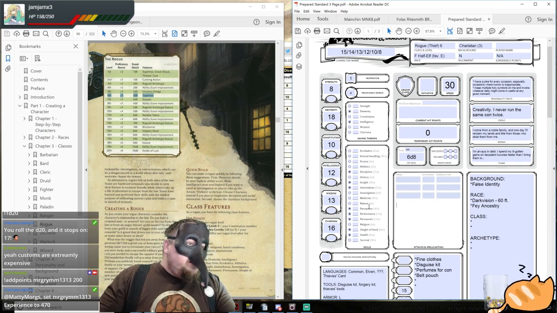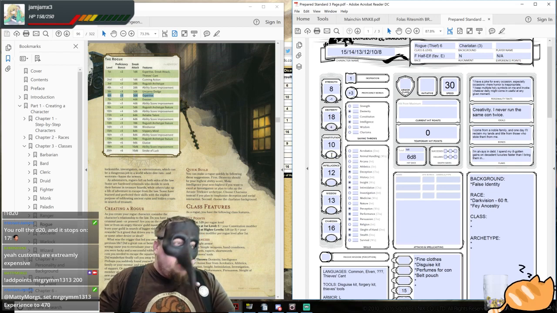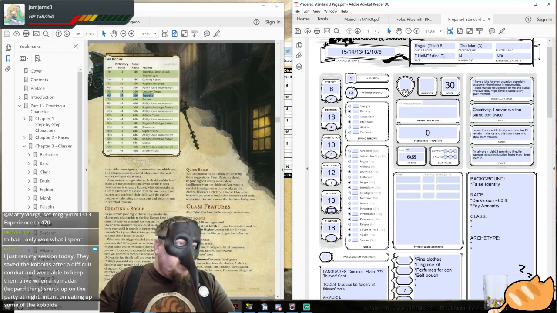All right. 1, 2, 3, 4, 5, 6, 7, 8. We have our skills. We have our scores. Our proficiency bonus, being 6th level, is a 3. This is going to be a -1. This is going to be a 4, a 0, a 1, a 1, and a 3.